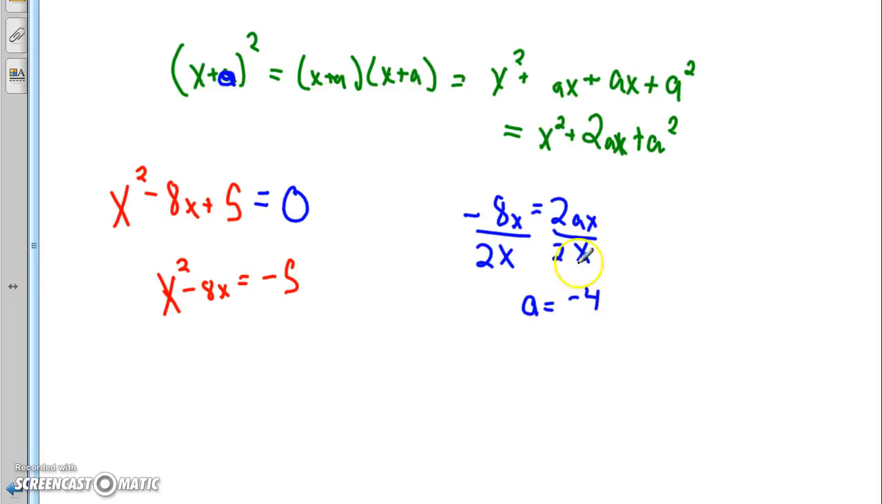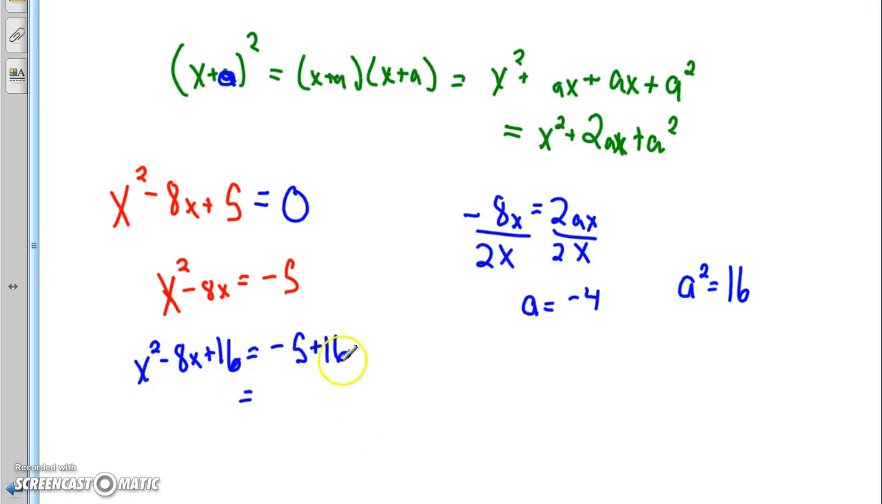Okay, so I need to complete the square. That's where the name comes from. To complete the square, I need to add a squared. Well, if a is negative 4, a squared is 16. Negative 4 times negative 4 is positive 16. So I'm going to add 16 to both sides of the equation right now. All right, so here we go. X squared minus 8x plus 16 equals negative 5 plus 16.